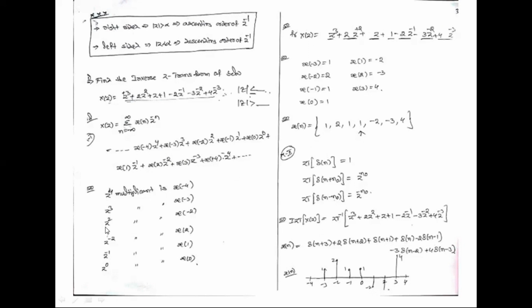See, z power 4, 3, 2, the positive powers, are multiplied by x of minus 4, minus 3, minus 2, and z power minus 2, minus 1, and 0 are x of 2, x of 1, and x of 0. Okay. Now, these are the series of, not the left-sided, it is right-sided because it is positive powers. Positive powers is the left-sided and negative powers of z is right-sided. Got it, my students?